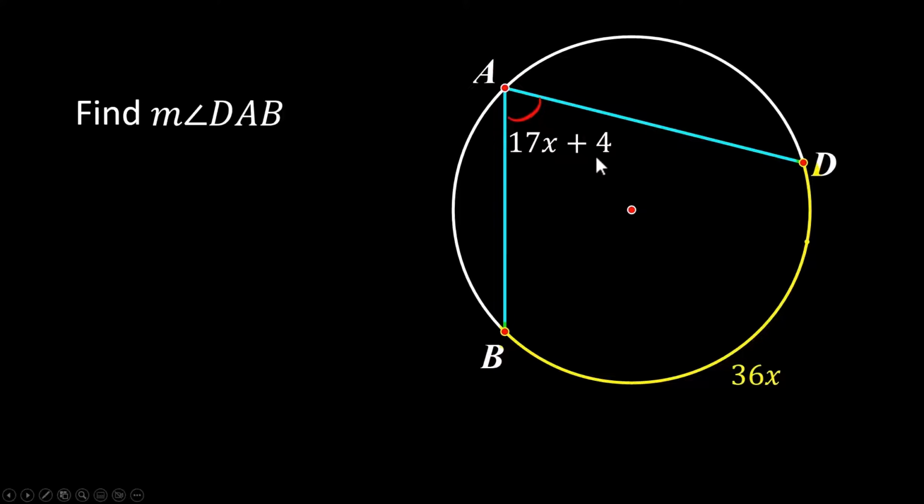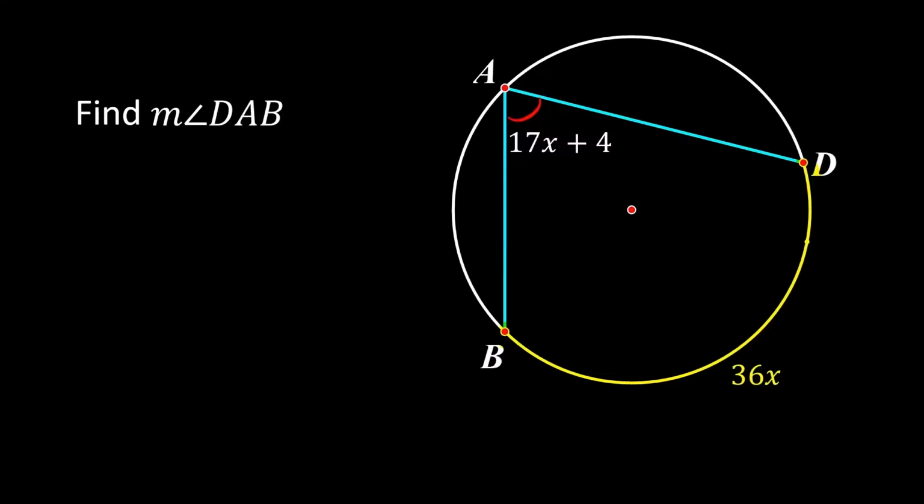For this one, we are asked to find angle DAB, and the only thing they're telling us is that A is 17x plus 4. But we also have something for the arc measurement, which is 36x. It would be really tempting to set these two equal to each other, but they're not, right? The 36x is twice as big as the 17x plus 4. There's a couple ways to set this up.